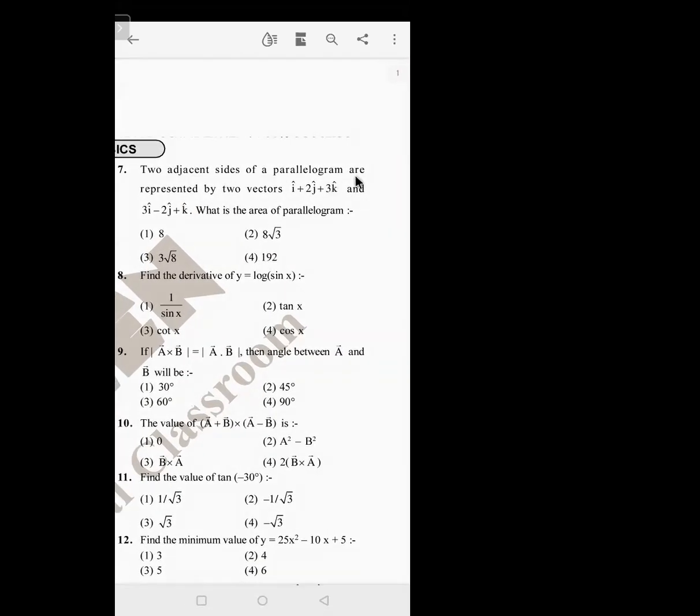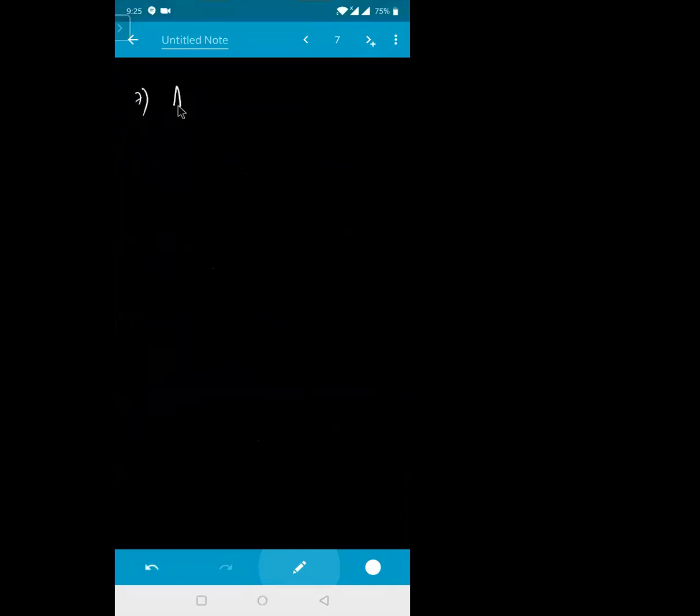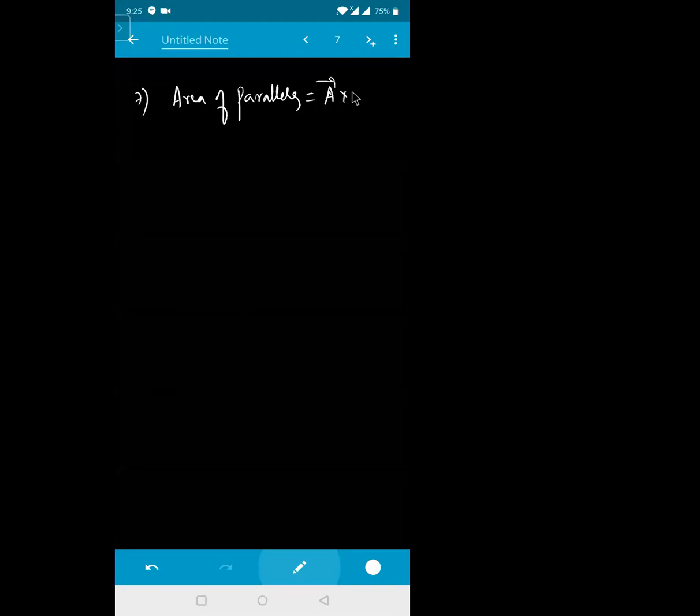Then question number 7. Two adjacent sides of the parallelogram are represented by the two vectors I cap plus 2j cap plus 3k cap and 3i cap minus 2j cap plus k cap. What is the area of your parallelogram? I hope everyone might have done this question, no mistake in this question right now. How do you calculate the area of a parallelogram? Can anyone tell me the answer for this one, beta? The area of your parallelogram must be equal to how much, beta? A bar cross B bar. Very good. So that will be equal to how much right now for me? This one is nothing but I cap cross k cap. If I am taking the magnitude part, this is in the part of I, this one is j, and this one is nothing but k.